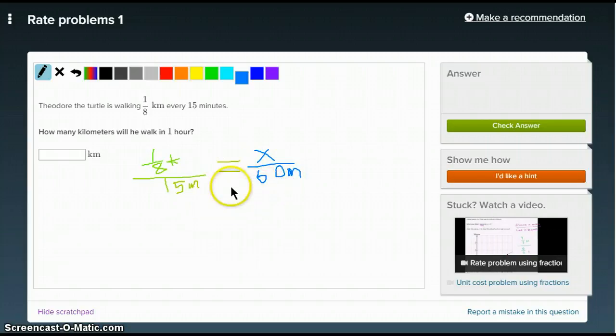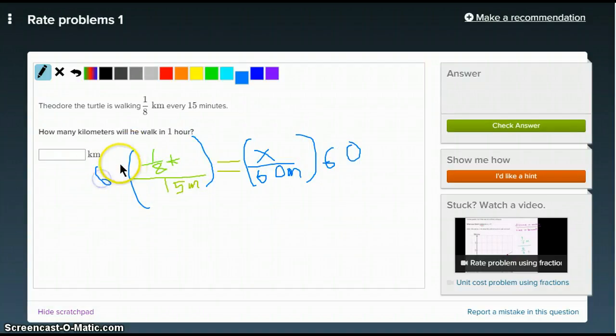So from here, we can solve for X. To do that, we have to get X all by itself. It doesn't matter which side it's all by itself on, but it needs to be all by itself. So to do that, we have to move this 60 minutes. So what we do is we multiply both sides by 60 minutes. 60 divided by 60 is 1, so it disappears on that side. Then on this side, you have 60, so these cancel.